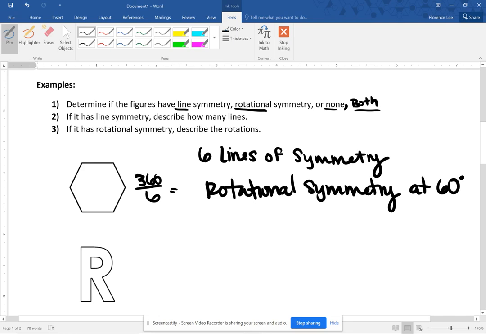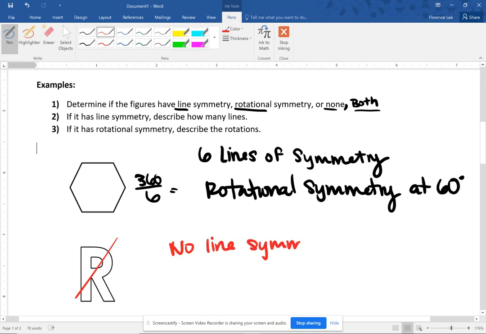All right, number 2, what about this letter R here? Let's see, this capital letter R, does it have any line symmetry? Is there any way for me to fold it? No. Where the left side and the right side map onto each other, basically like a mirror image. Looks like no line symmetry.